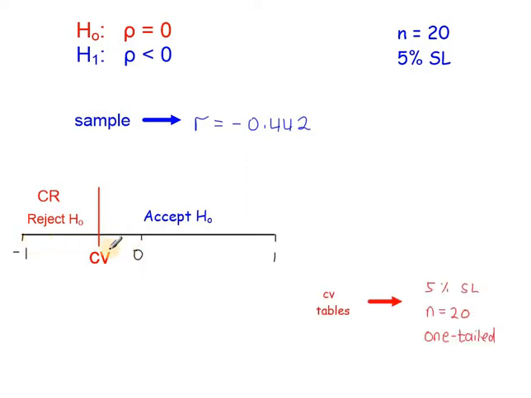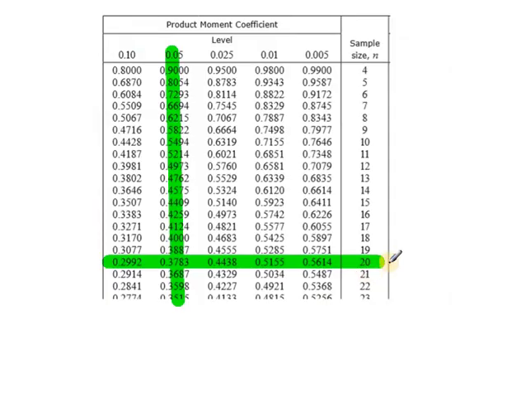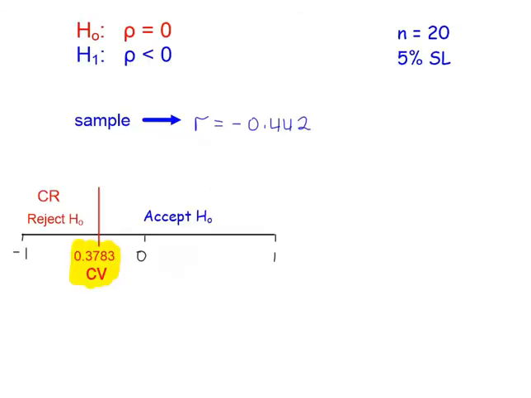To work out the critical value, we go to our critical value table, and using n equals 20 and 5%, so n equals 20, 5% is 0.05, and we've got this value, 0.3783. But that value there highlighted is wrong.